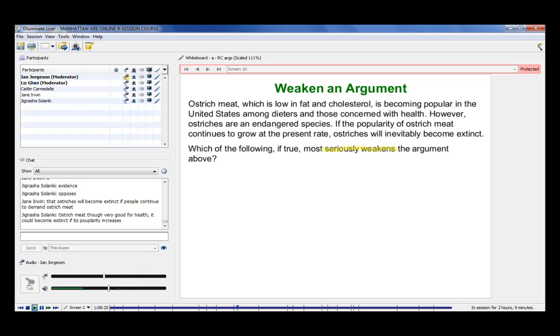Okay, ostriches will inevitably become extinct. Let's keep life really simple, one step at a time. The conclusion is that ostriches will inevitably become extinct. How strong a conclusion is that? Is that a weak conclusion or a very strong conclusion?